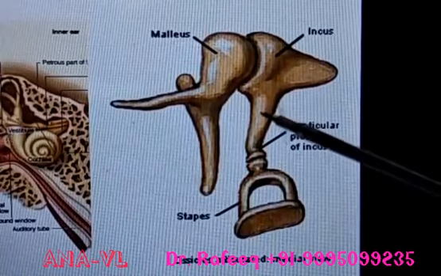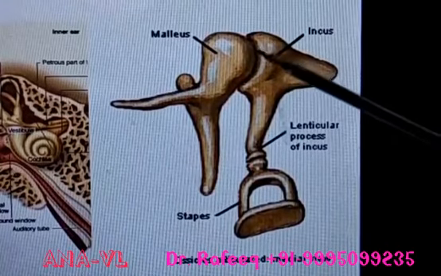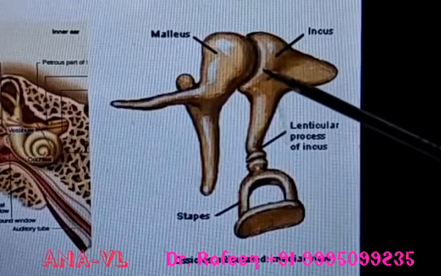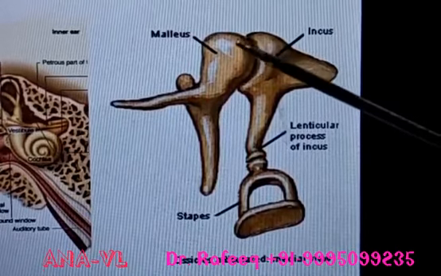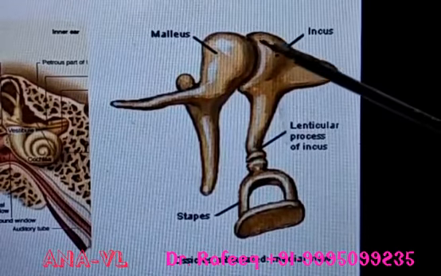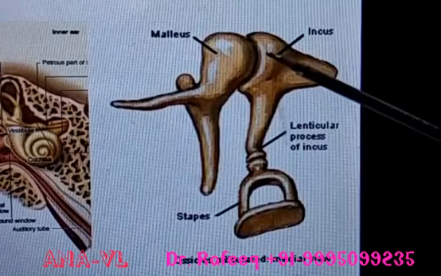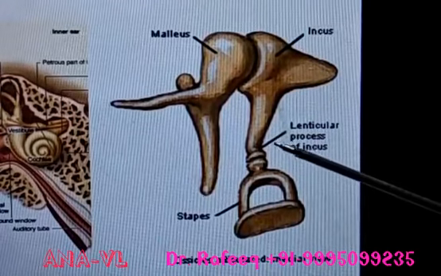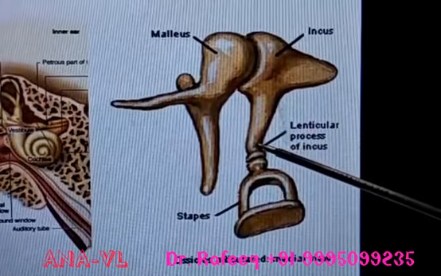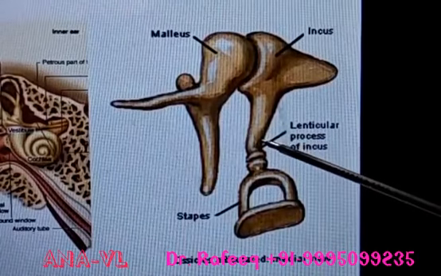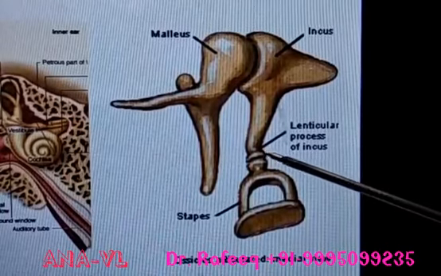The first is the incudomalleolar joint, between the head of the malleus and the body of the incus. This is a saddle joint because the body of the incus shows a concave depression, and exactly proportionally to this concave depression the head of the malleus fits. So this is a saddle variety of synovial joint. Next is the incudostapedial joint. This is a ball and socket variety of synovial joint, between the lenticular process of the long limb of the incus and the head of the stapes.